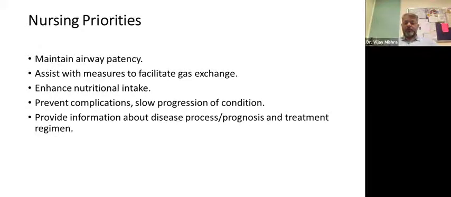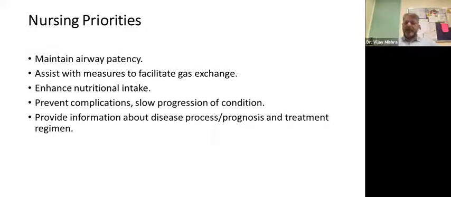So that was the goals. Now, what are the priorities? The nursing priorities are maintaining the airway patency, assisting with measures to facilitate gas exchange, improving the nutritional intake, preventing complications, infective or non-infective. These patients are bedbound, they can develop bed sores, they can develop DVTs. They are very high risk patients for DVTs and secondary infections.